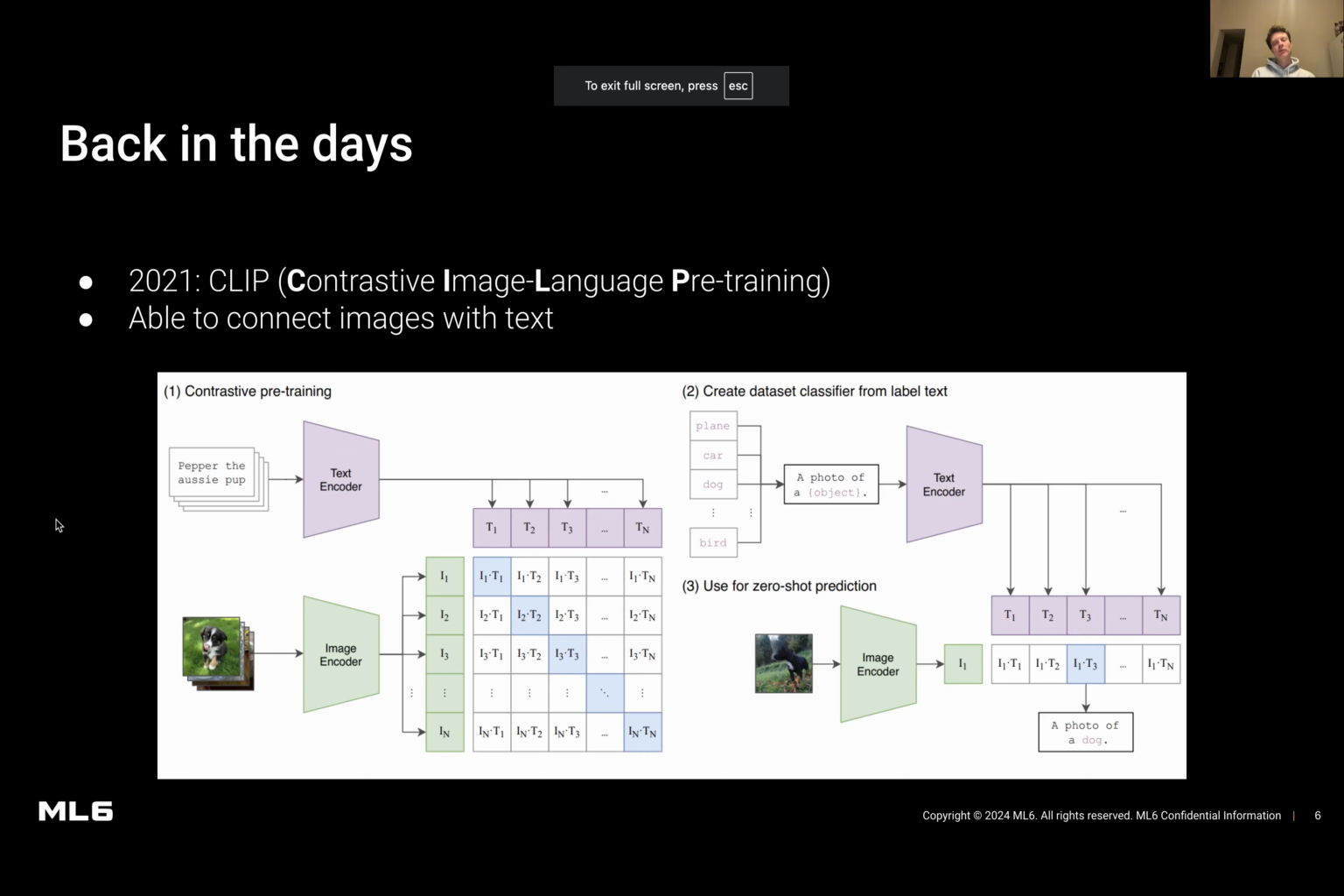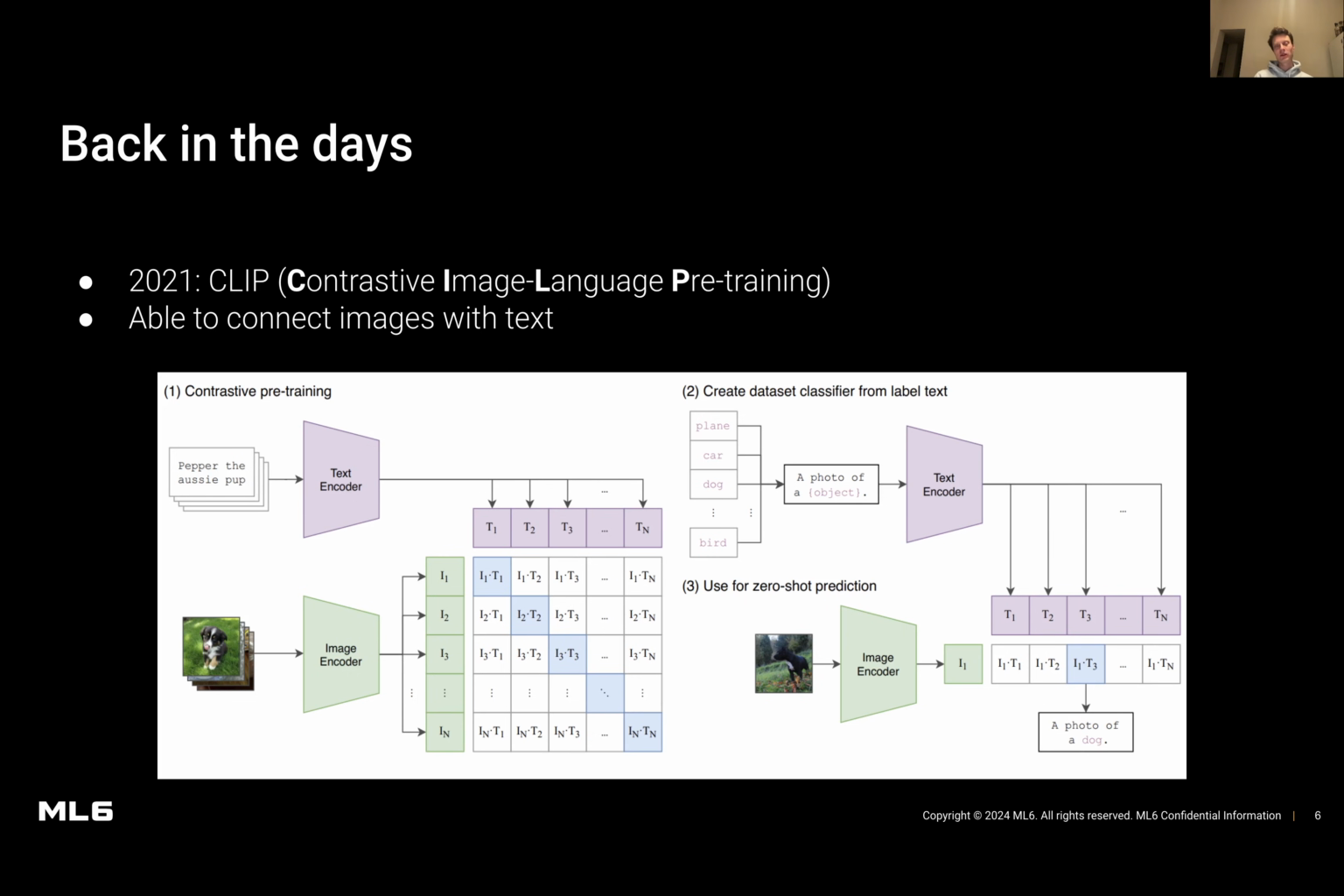And then another important paper was by OpenAI 3 years later in 2021, the CLIP paper. CLIP is short for Contrastive Language-Image Pre-training. And the reason why CLIP is so important is because it's able to connect images with corresponding language, with corresponding text in a really good way.